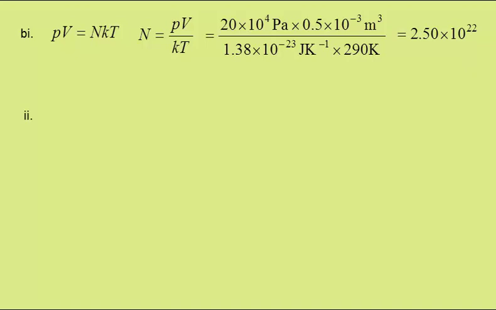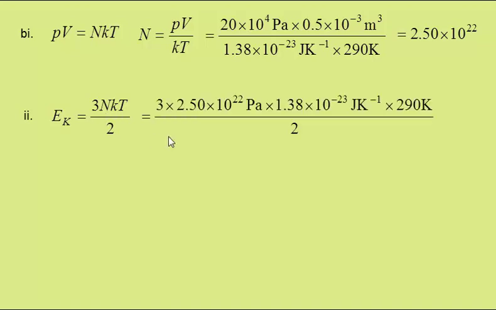In part 2 we need to find the total kinetic energy of the gas molecules. Well, the kinetic energy of a gas molecule is given by 3kT over 2. We have N gas molecules. Putting in all the values, the Boltzmann constant is given on the formula sheet, gives an energy of 150 joules.